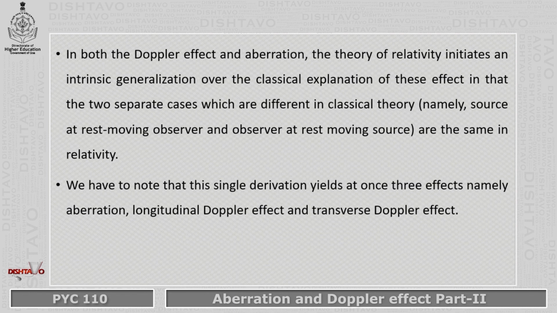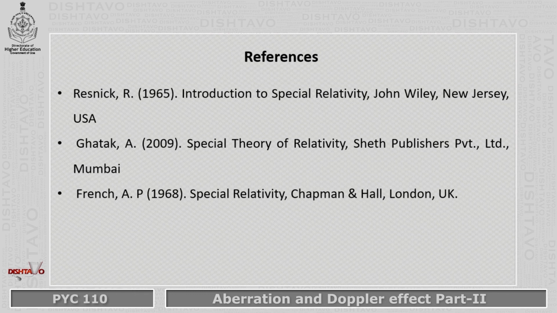In both the Doppler effect and aberration, the theory of relativity brings an intrinsic generalization over the classical explanation of these effects, in that the two separate cases which are different in classical theory, that is, the source at rest with moving observer and the observer at rest with moving source, are the same in relativity. We have to note that this single derivation yields at once three effects, namely aberration, longitudinal Doppler effect, and transverse Doppler effect. These are the references.